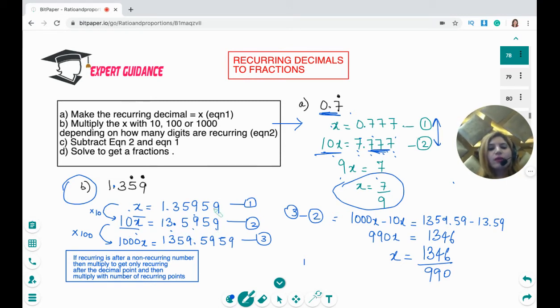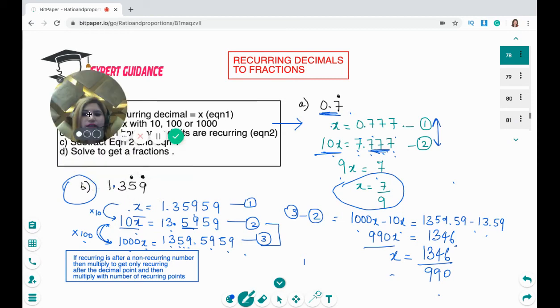Now I have all my recurring digits. There are two digits recurring, so I now multiply this 10x by 100. So I get 1000x equals 1359.595959. Now I'll take away these two equations so that my recurring gets cancelled. So 1000x take away 10x, and these two numbers give me 990x equals 1346. So x becomes 1346 over 990.